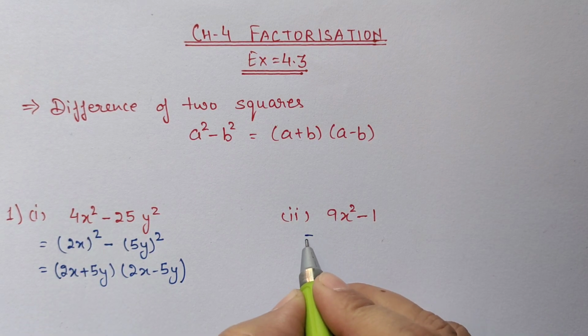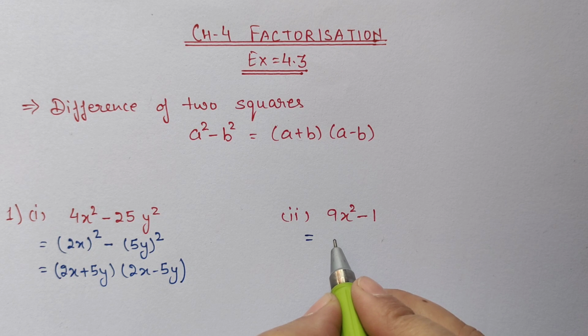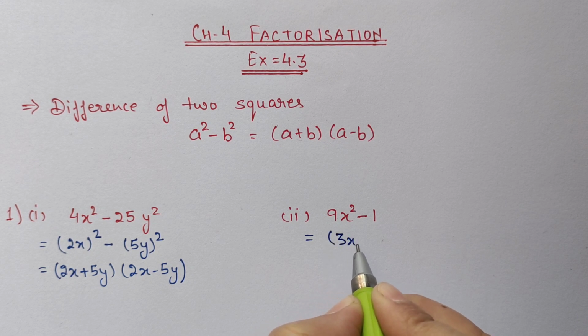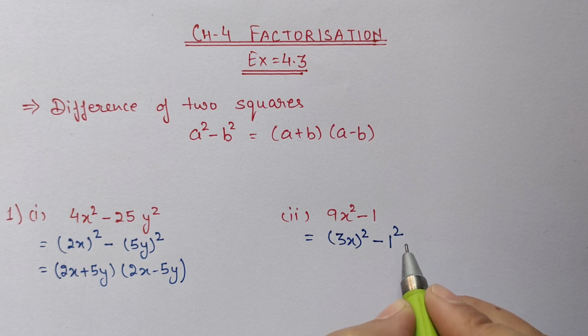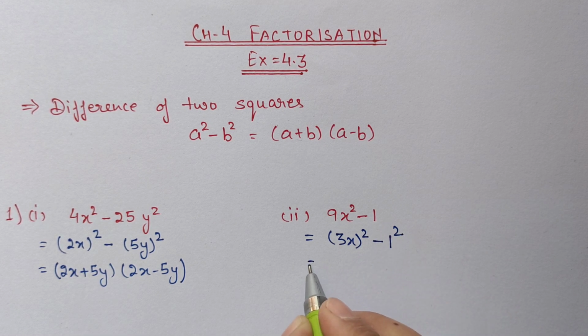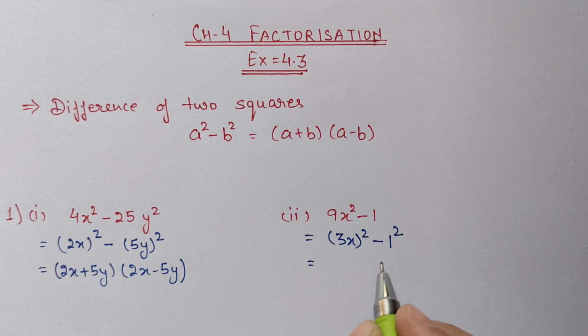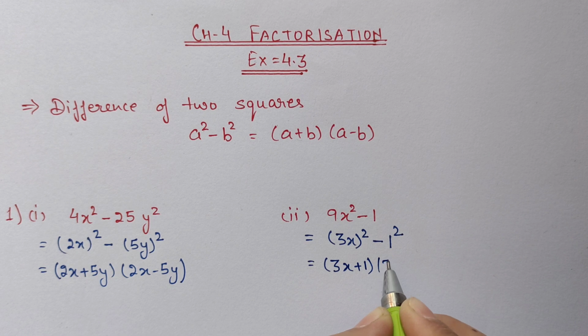Second part: 9x square minus 1. So 9x square we can write as (3x) whole square and 1 we can write as 1 square, because 1 into 1 we will get 1 only. Again we can use the identity a square minus b square, which means (a plus b)(a minus b).